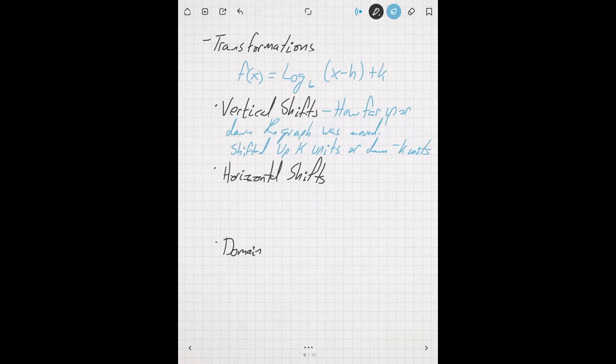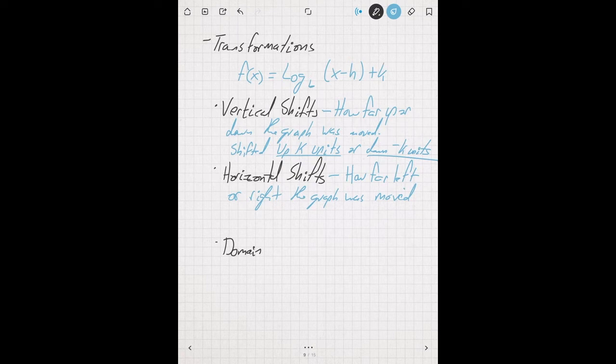So if k is positive, we're going up, and if it's negative, we're going down. Now, the horizontal shift is how far left or right the graph was moved. And by that I mean, how much did we slide it over?